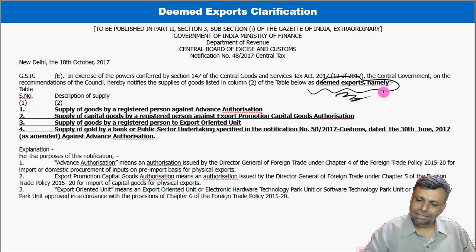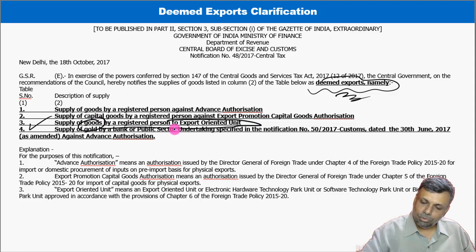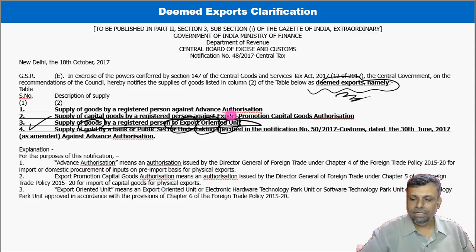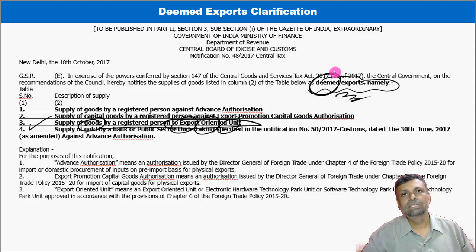Okay, so I'll just take up one particular example. Supply of goods by a registered person to an export oriented unit. If I supply any goods to the export oriented unit, this is one of the very good examples. It will also be regarded as a deemed export. That means that person will also be eligible for the benefit like an export.